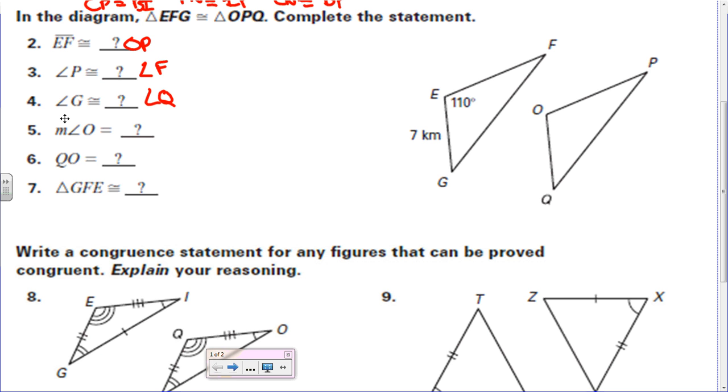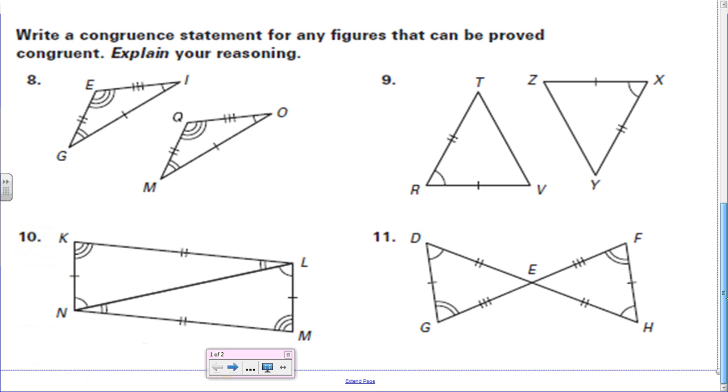Now the measure of angle O would be the same as the measure of angle E. So it would be 110 degrees. And QO is congruent to GE, and GE is 7, so QO is equal to 7. And triangle GFE, now you just have to list them out in the same order. GFE is congruent to QPO. And that's the first 7 done. This homework shouldn't take you very long.